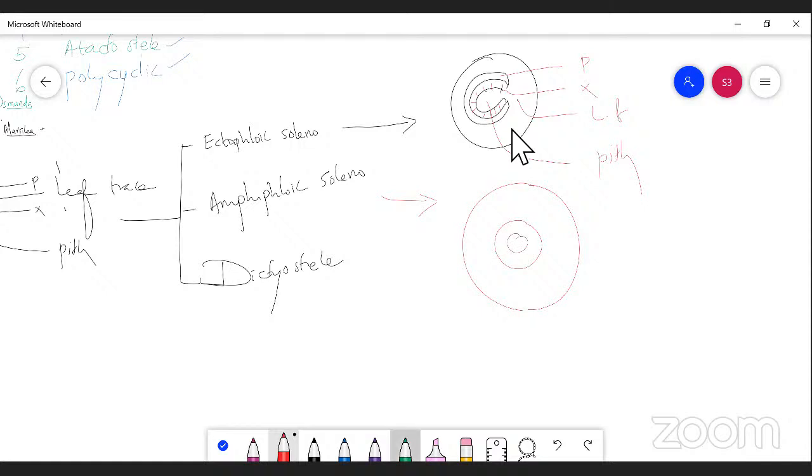Pith is present at the center. This is a pith. It is surrounded by phloem element, the outer phloem and the inner phloem. At the center, this is a xylem element. Xylem core is found at the center, and around it you can see phloem. This is called amphiphloic, which means a phloem which lies on both the outer and the inner side of the xylem core.